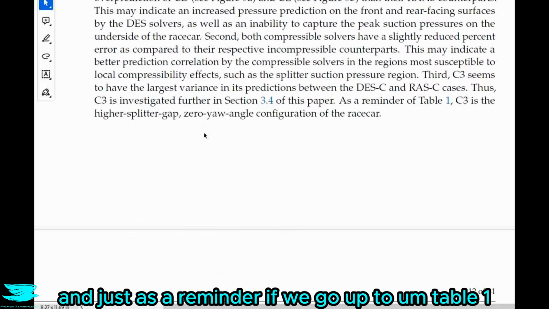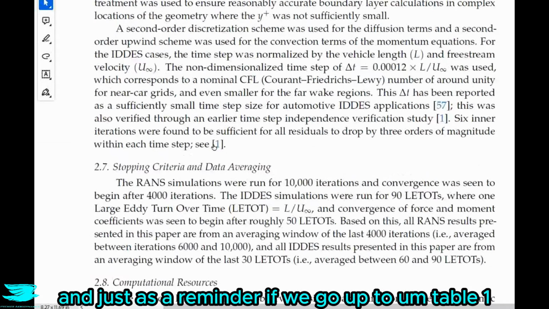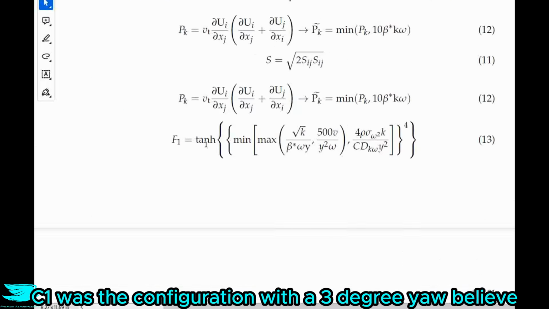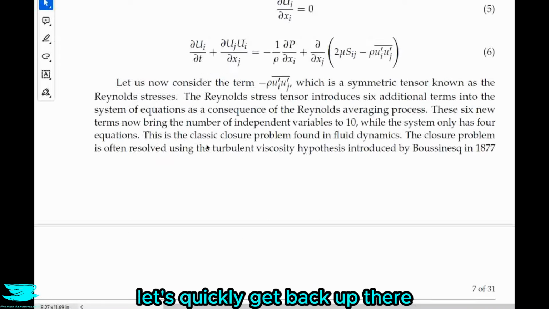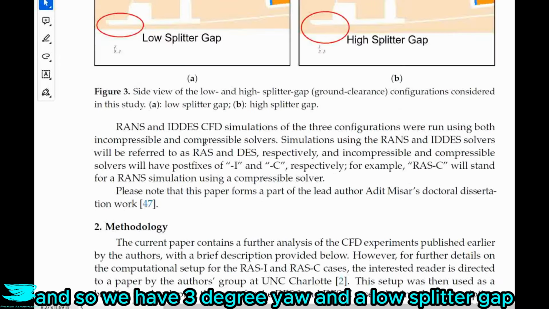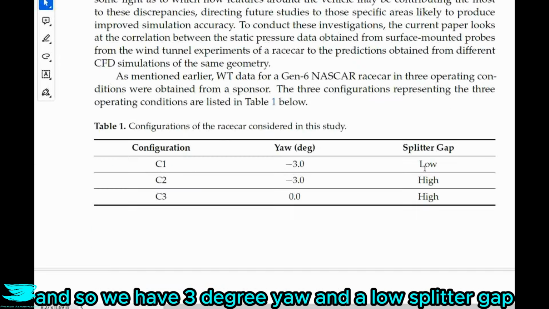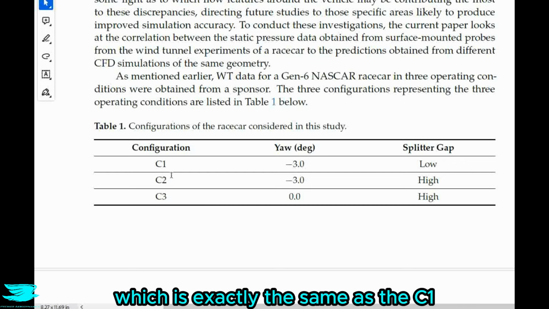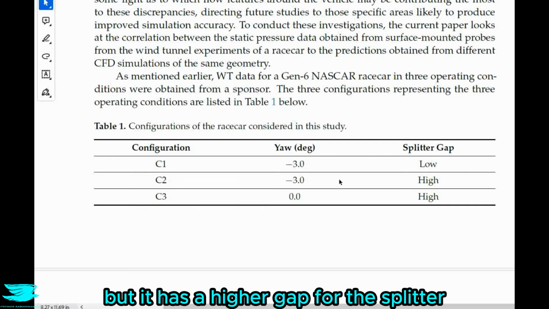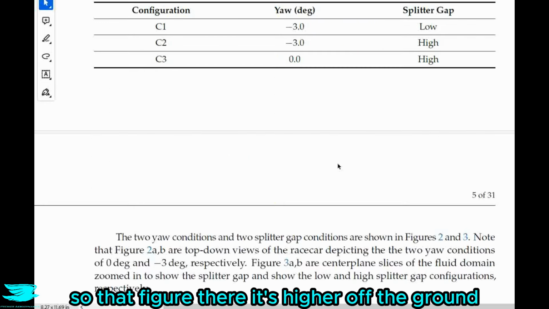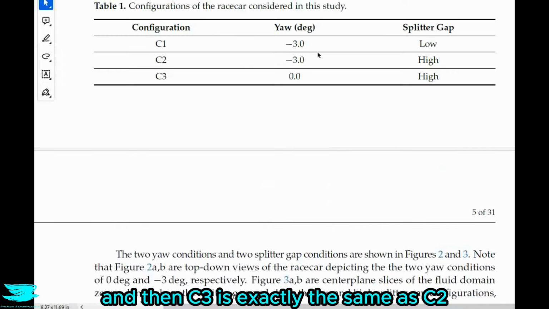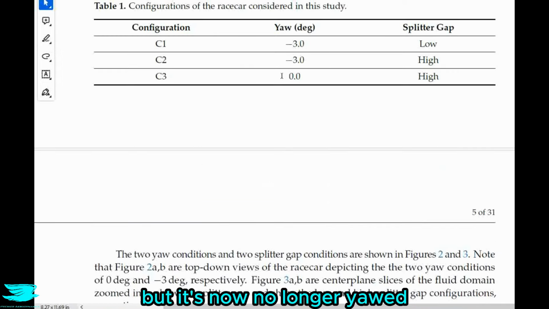And just as a reminder, if we go up to table 1, C1 was the configuration with a 3-degree yaw, I believe. Let's quickly go back up there. And so we have 3-degree yaw and a low splitter gap. And the C2 configuration, which is exactly the same as the C1, but it has a high gap for the splitter. So that figure there, it's higher off the ground. And then C3 is exactly the same as C2, but is now no longer yawed.